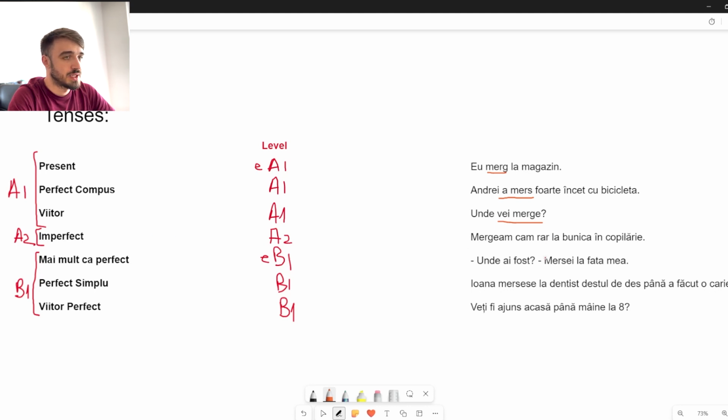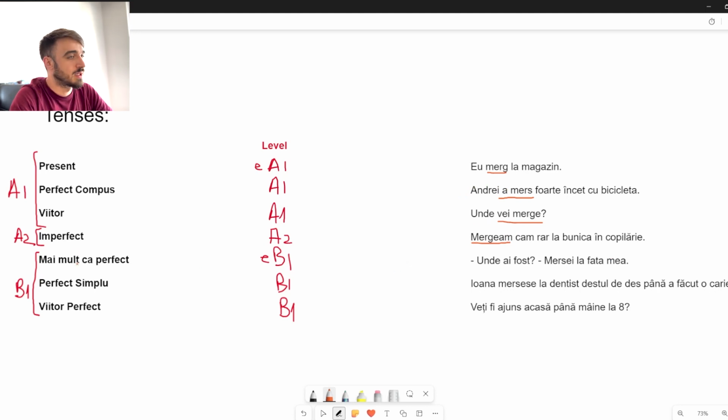Then let's move to imperfect. Mergeam cam rar la bunica în copilărie. This can be used as "used to." As I said, I used to go quite rarely to my grandma in the childhood. So mergeam also can be translated as "I was going quite rarely." This is the imperfect. Top tip here, if you know the perfect compus, which you should if you start learning the imperfect, you should realize that this auxiliary here, new word of the day, goes right at the end of the imperfect. If you didn't know that, well, happy days, you know now.